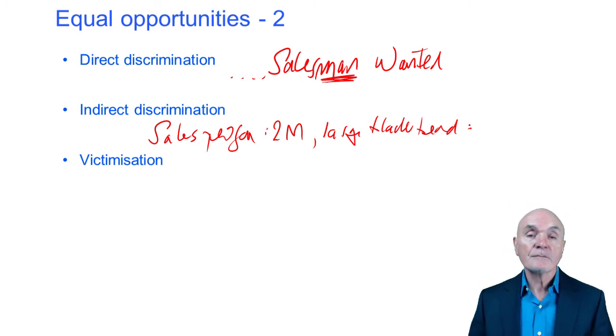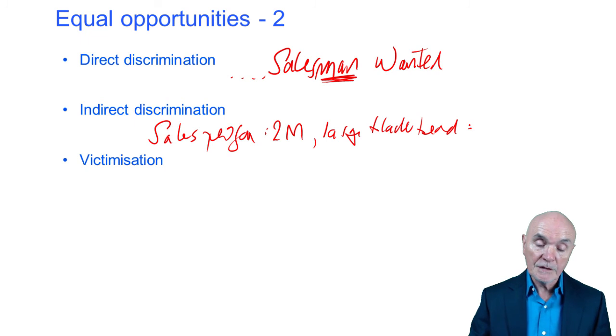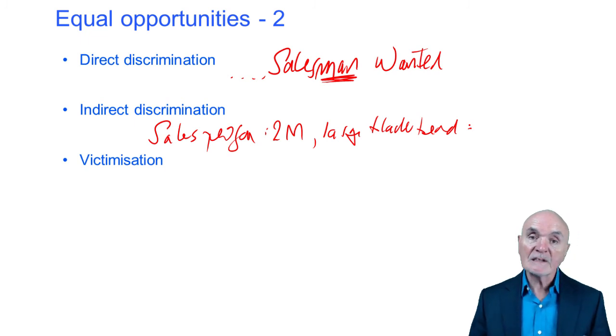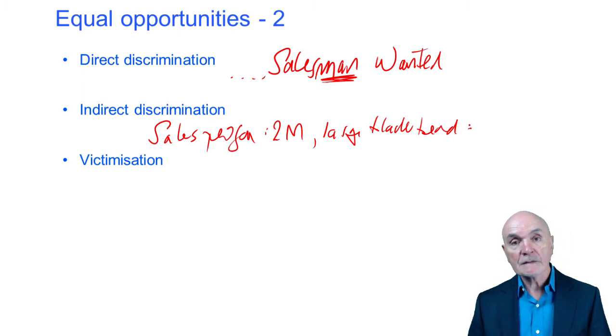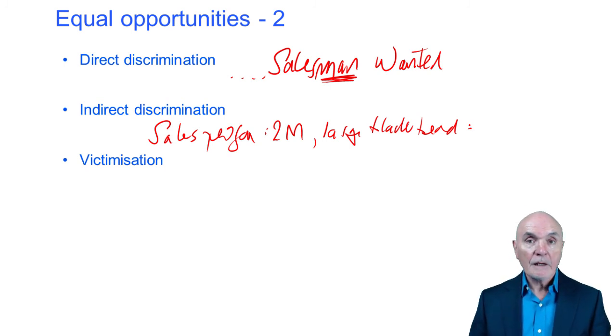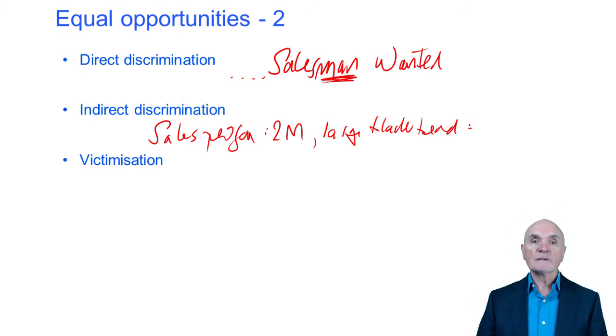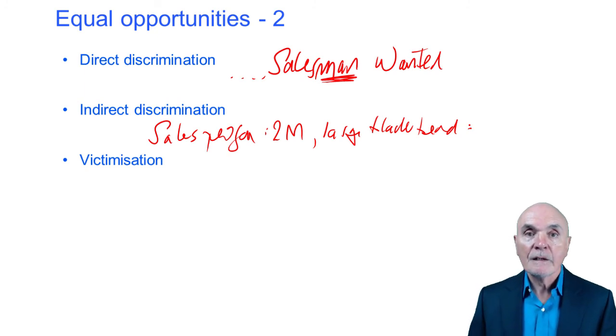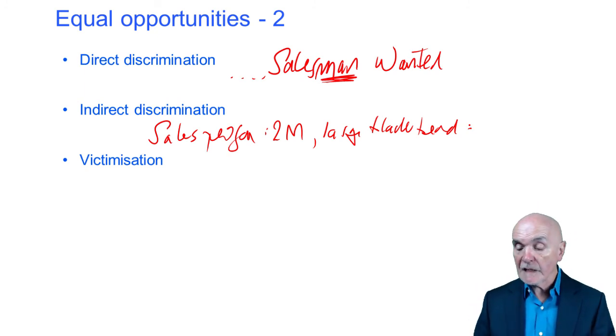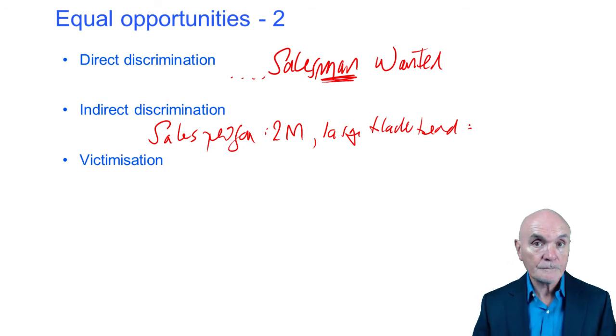And then there is victimization. These equal opportunities apply not just to recruitment, but also to pay and promotion. Victimization is where an employee takes you to an employment tribunal, and the tribunal finds for the employee and against you, and then when they come back to work, you treat them unfairly. You want to get your own back on them, so they get the worst jobs and are judged more harshly than other people. That is victimization, and that is also against the law.